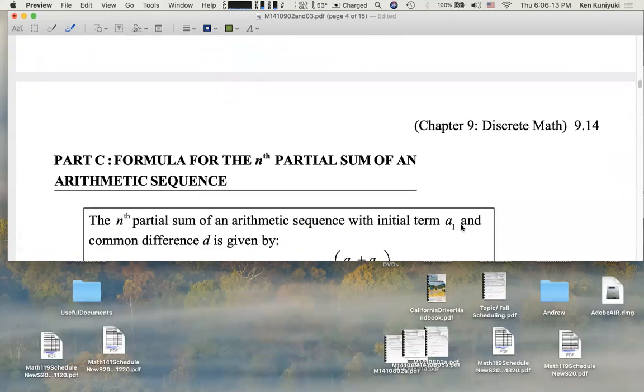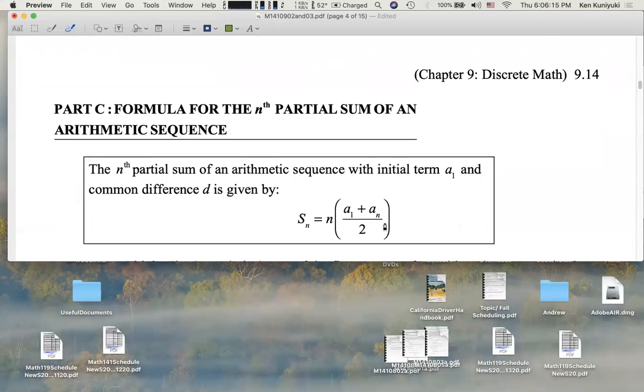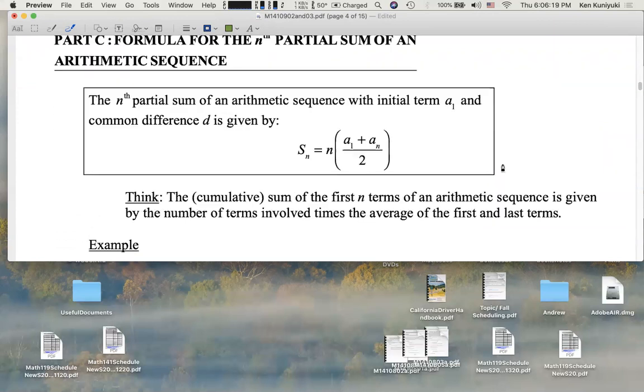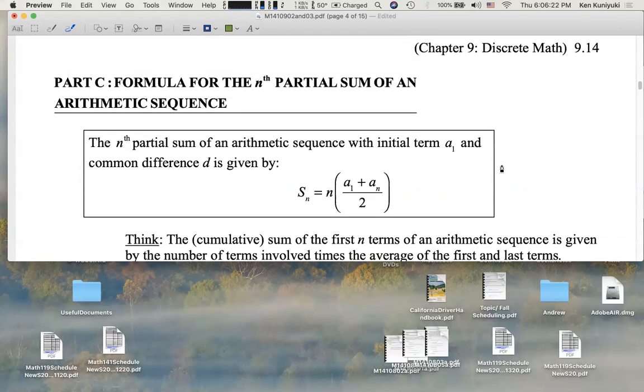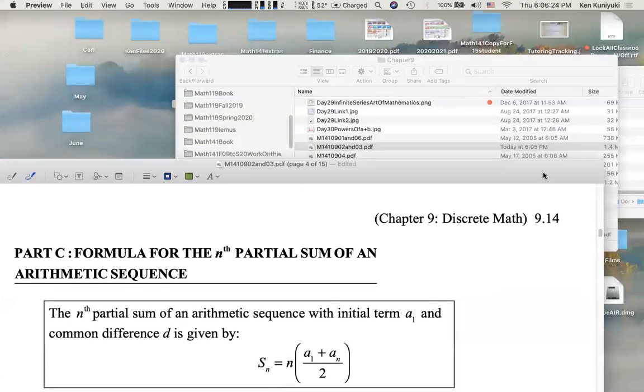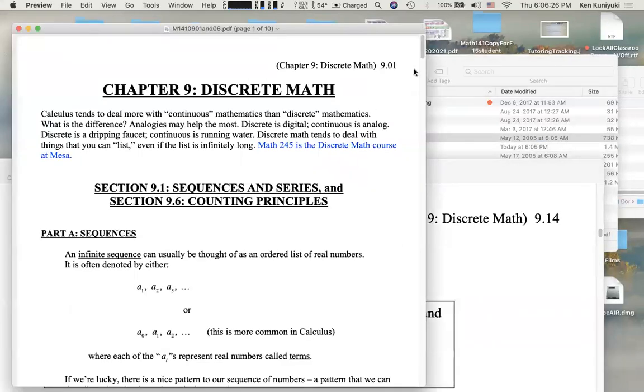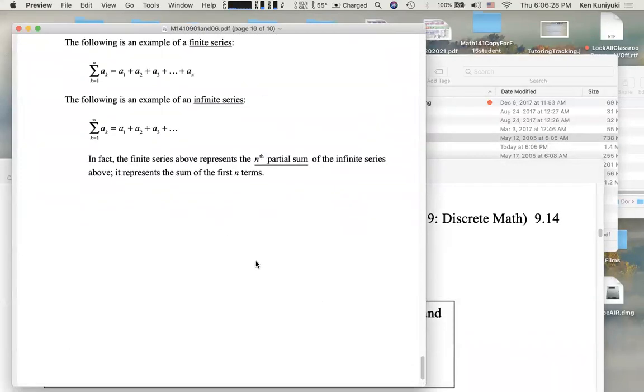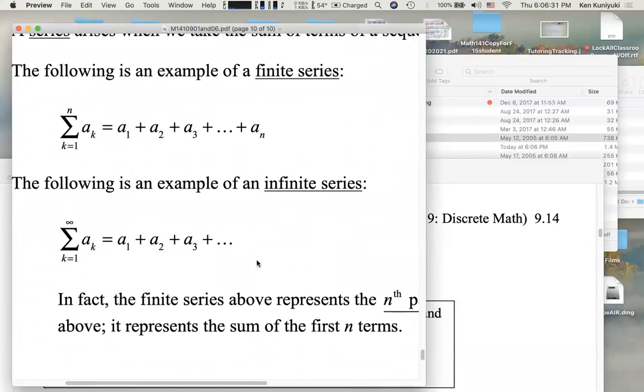Now, here I discuss the formula for the partial nth sum of an arithmetic sequence. Remember what this is. I'm going to pull back to 9.1 because remember what this is. All right, S sub n is this thing over here. It's the sum of the first n terms, the cumulative sum of the first n terms of any general sequence or series.